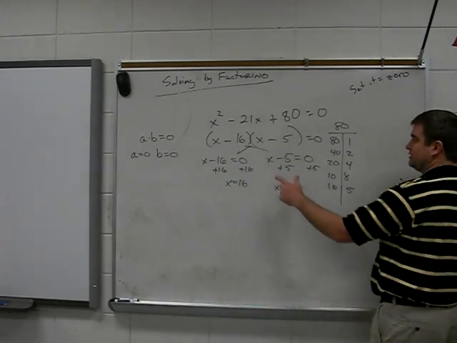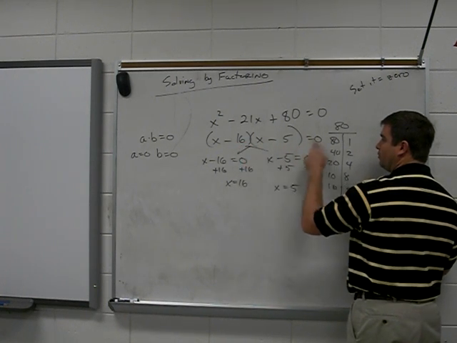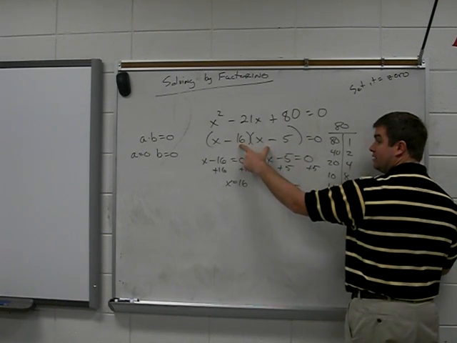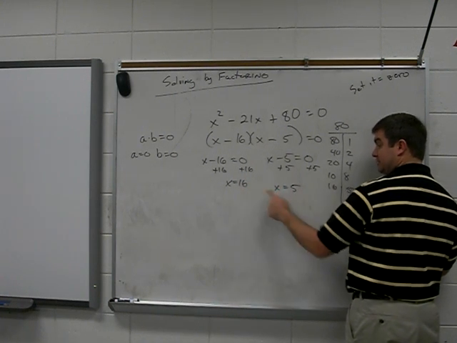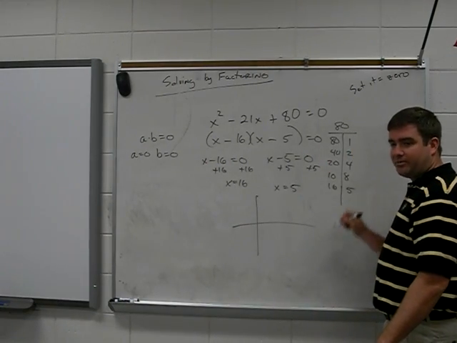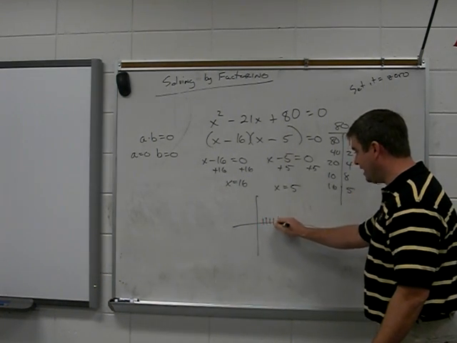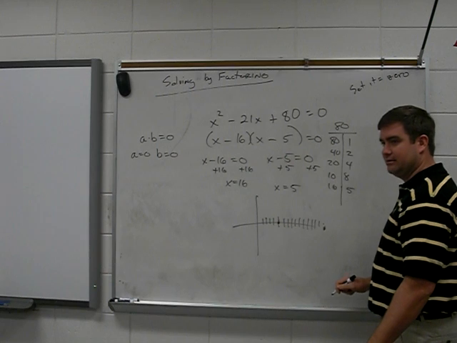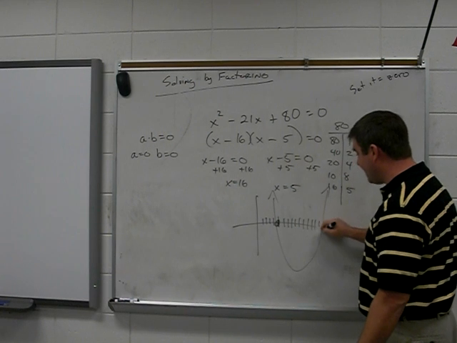Here's a question. We did this on the test Friday. What form is this quadratic in when it's in this form? Intercept form, right? What are the intercepts to the quadratic? 16 and 5. If I were to graph it, where would the parabola cross the x-axis? That's right. 1, 2, 3, 4, 5, right there. 6, 7, 8, 9, 10, 11, 12, 13, 14, 16, right there. It looks something like that. The intercepts are at 5 and 16.